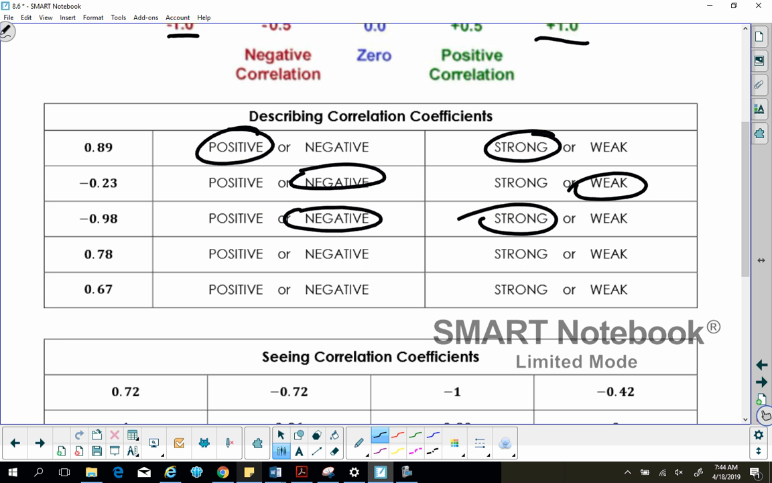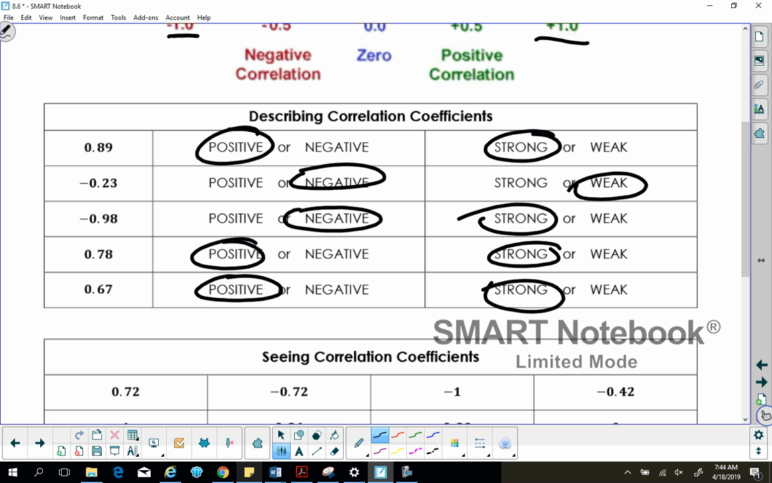Kamari, what's the next one? Positive. Yeah, because it's above 0.5. And then, Victor, what's the last one? Positive. Strong. Great. Perfect. Everyone get that part of it?